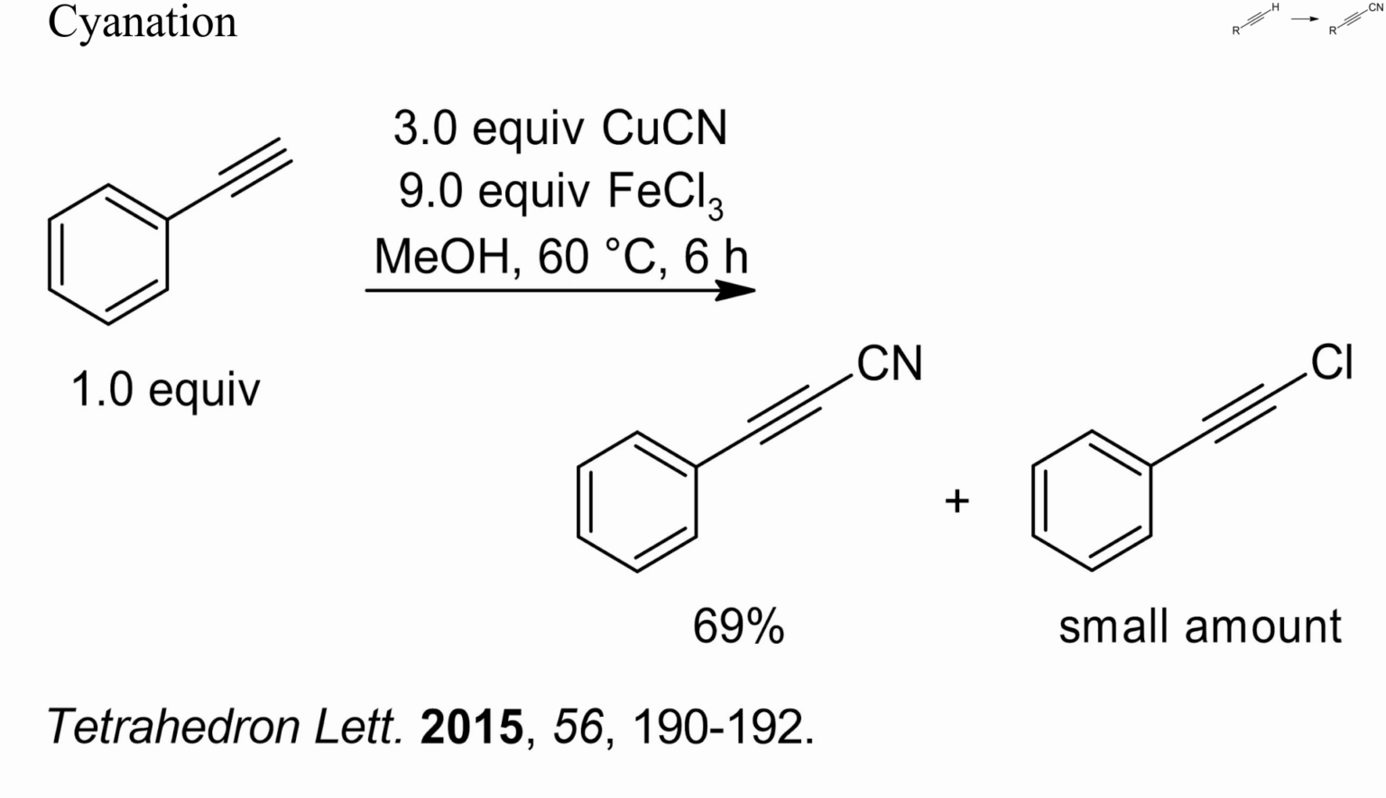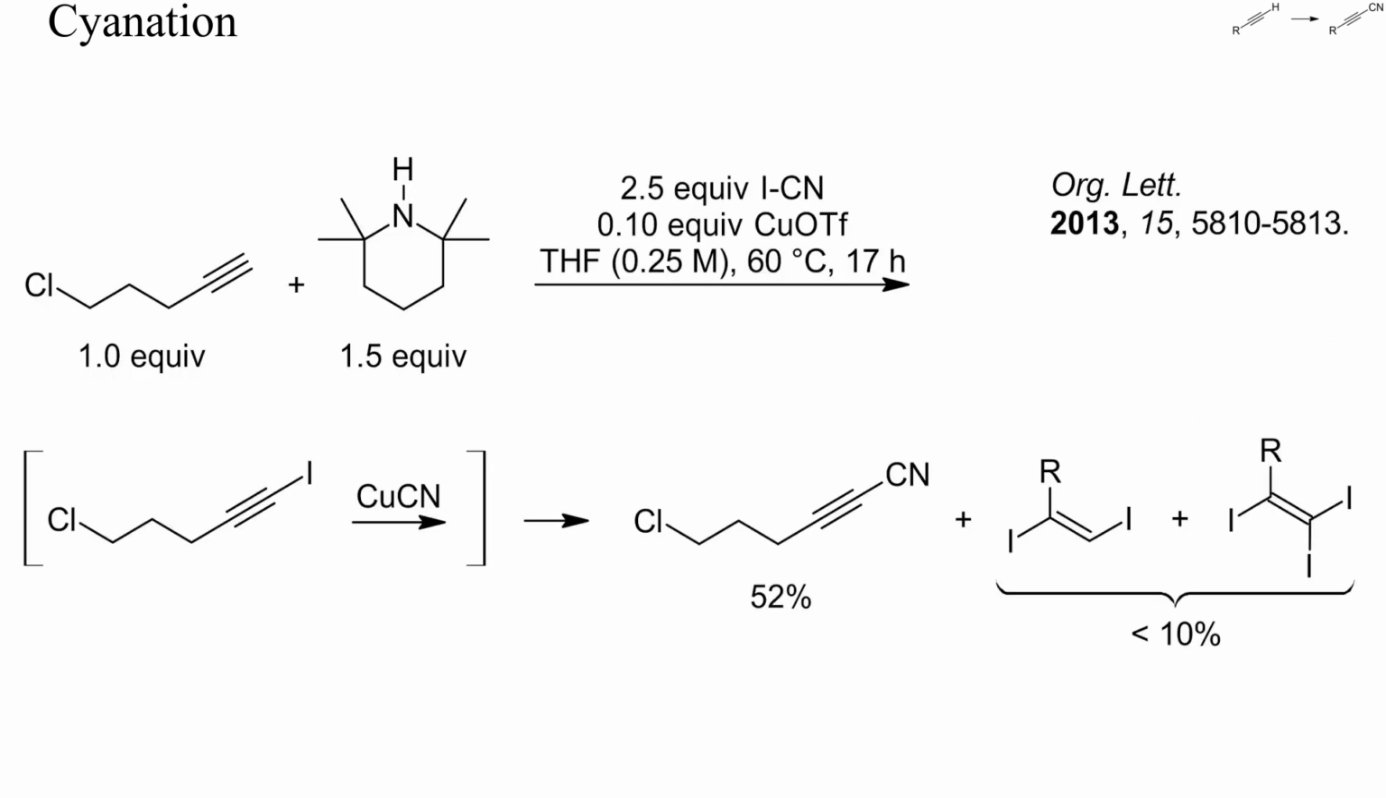Also, iron trichloride can be used as oxidant for the cyanation of alkynes. In this example, a small amount of chlorinated phenylacetylene was formed as byproduct. Here, a terminal alkyne could be cyanated with an excess of cyanogen iodide and a catalytic amount of copper-1 triflate. The main problem of cyanogen halides is that these often act as electrophilic halogenating reagents. In this instance, however, the main product was the target cyanoalkyne, and less than 10% of iodinated olefins were formed as byproducts.